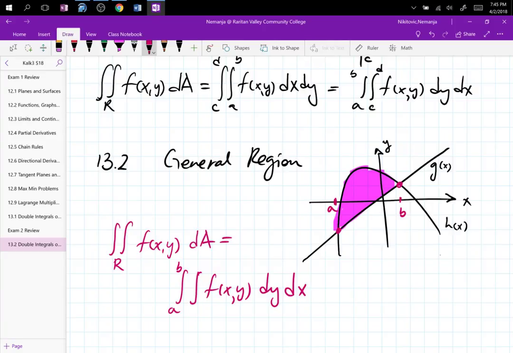The inner integral is the dy integral, right? And that one has to go from g of x to h of x. So now we have functions in limits, not just numbers. The previous section had 4 numbers in limits. Now we have 2 numbers and 2 functions.